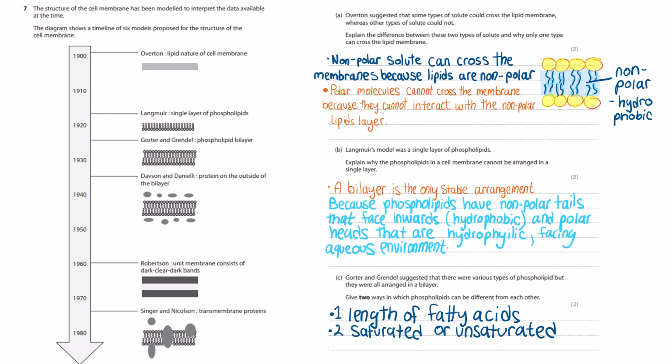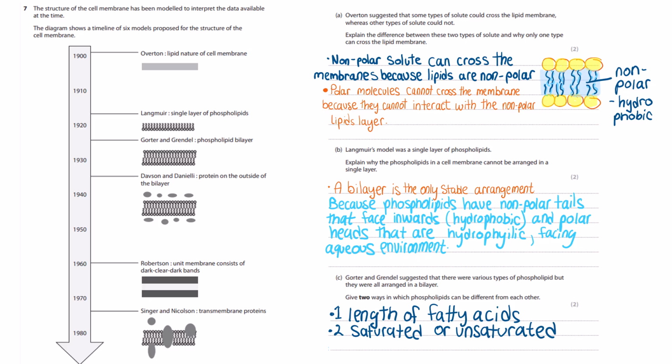Okay, so question number 7. The structure of the cell membrane has been modified to interpret the data available at the time. The diagram shows a timeline of 6 models proposed for the structure of the cell membrane. We have in 1900s the Overton, lipid nature of cell. It just looks like, I don't know, like a slab.